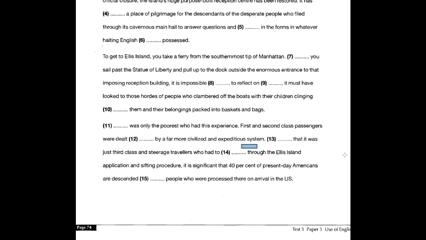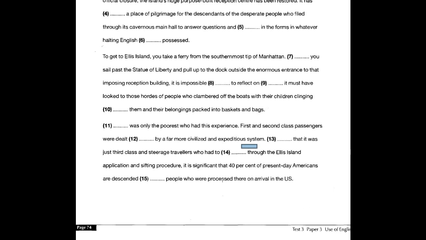Some people had to get through this system, meaning get to the end of it and not just go through it, not just pass through it. So it does mean get through it successfully as well, and that might be another reason not to use it. But go or pass through work for number 14.